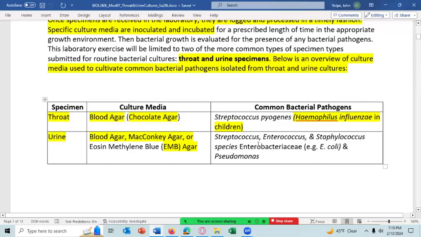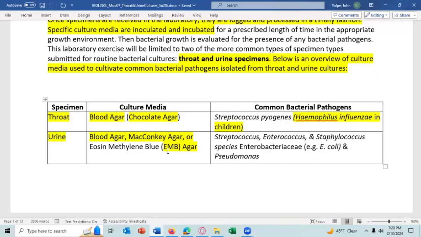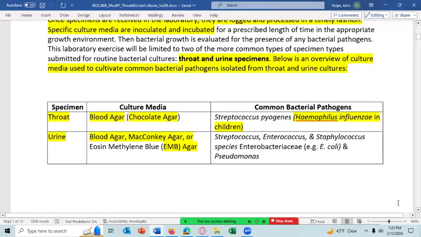And to grow the gram-positives, we have to get them from the blood agar. The gram-negatives we can get from the blood agar, but it's easier getting them from the MacConkey's agar or the EMB agar because these plates will only grow the gram-negatives. Any question about the common bacterial pathogens found in the throat or a urine culture?